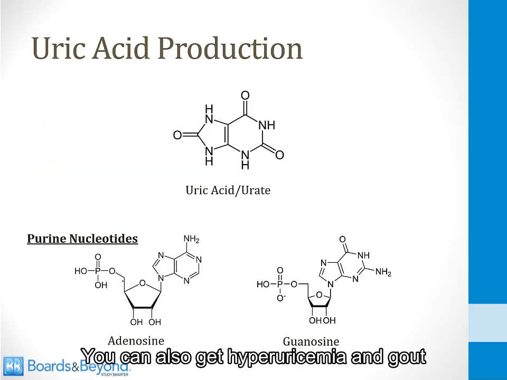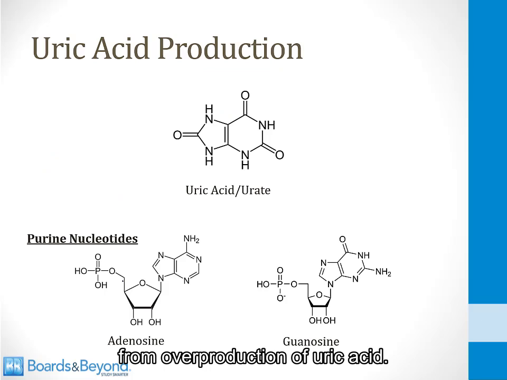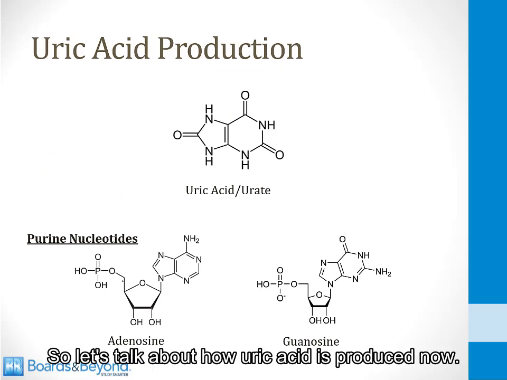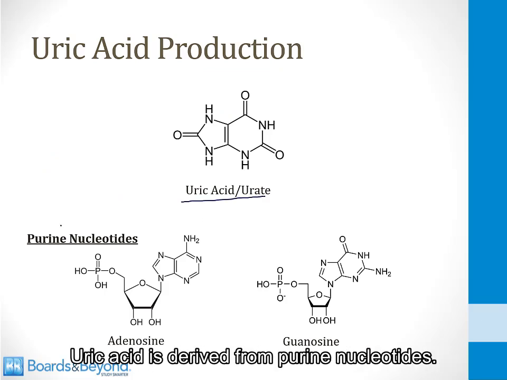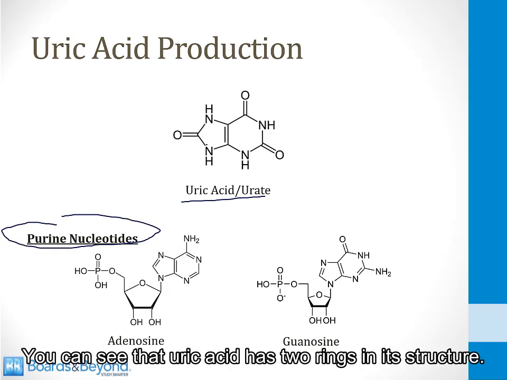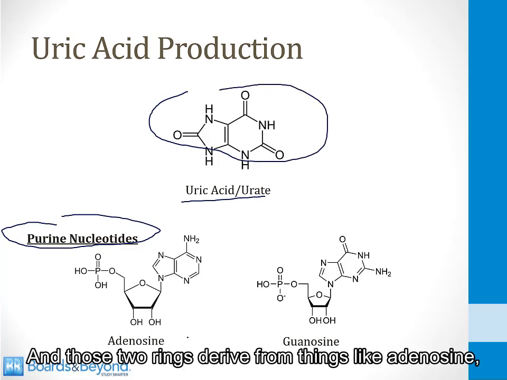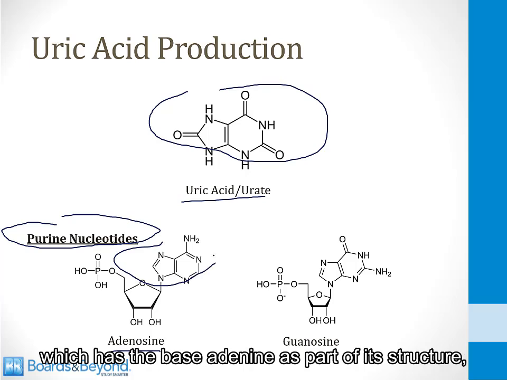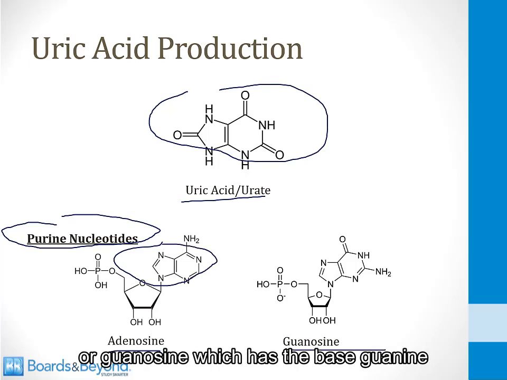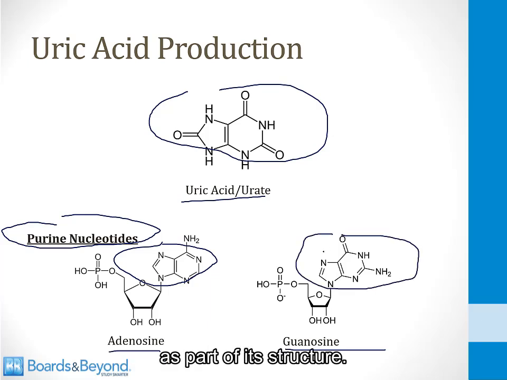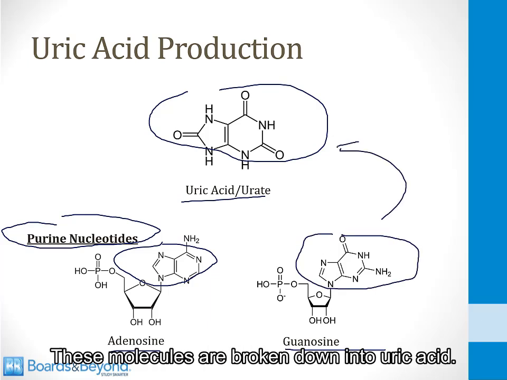You can also get hyperuricemia and gout from overproduction of uric acid, so let's talk about how uric acid is produced now. Uric acid is derived from purine nucleotides. You can see that uric acid has two rings in its structure, and those two rings derive from things like adenosine, which has the base adenine as part of its structure, or guanosine, which has the base guanine as part of its structure. These molecules are broken down into uric acid.